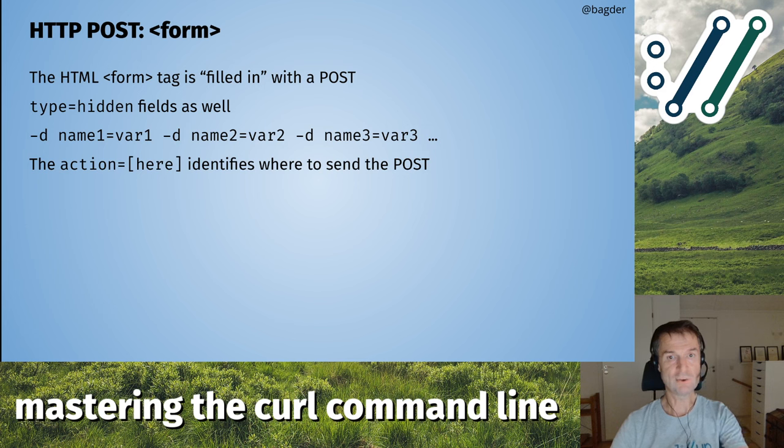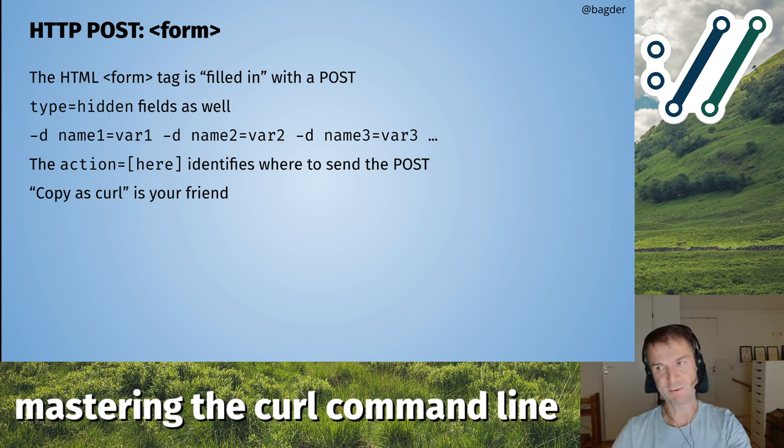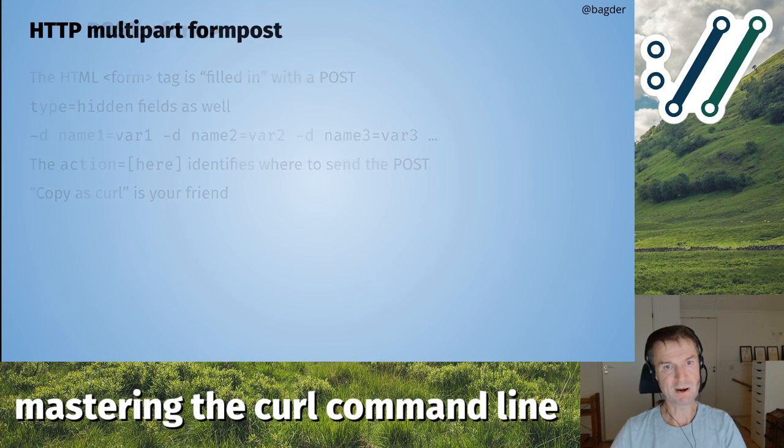Right, and you need to check then, because there's an action equals target in the form tag in the HTML. It actually says what the target is to send the post to. And again, copy as curl is really your friend. Check what your browser does. When you submit a form and you want to do the same form with curl, do the copy as curl and check what kind of request the browser did. And then go from there.